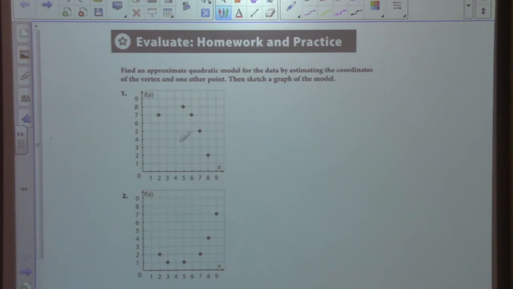So here we have these problems 1 and 2. It says find an approximate quadratic model for the data by estimating the coordinates of the vertex and one other point, then sketch a graph of the model. What are some important key words in this explanation, or instructions?